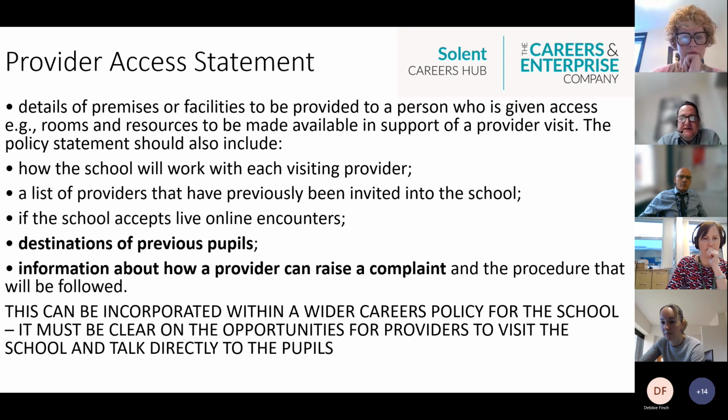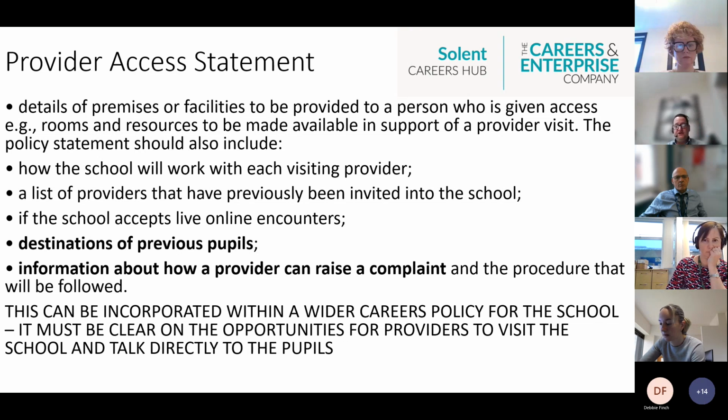Details of the premises or facilities to be provided to a person who is being given access, i.e. the rooms and resources that will be made available to support that visit. The policy statement should also include how the school will work with each visiting provider, a list of the providers that have previously been invited into the school. If the school accepts live online encounters, destinations of previous pupils.